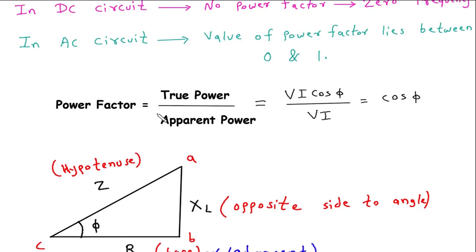The formula for power factor is true power divided by apparent power. True power is VI cos phi and apparent power is VI. Now this VI and this VI will get cancelled. So power factor is equal to cos phi.